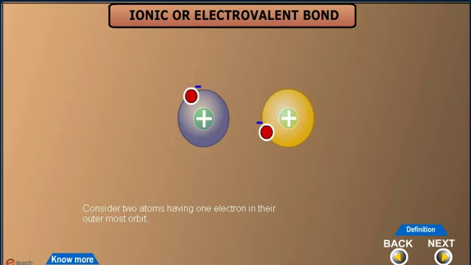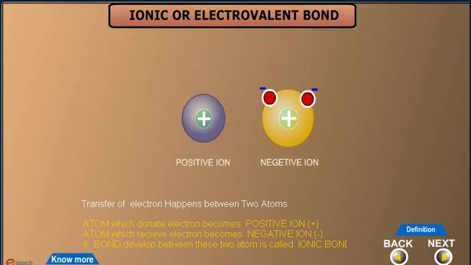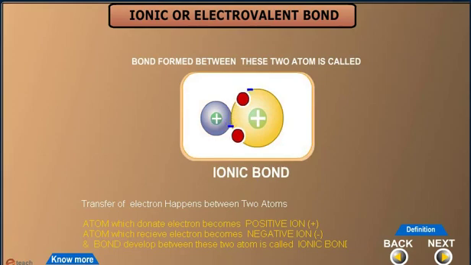Consider two atoms containing one electron in their outermost orbit. Transfer of electron happens between these two atoms. The atom which donates electron becomes positive ion, and the atom which receives electron becomes negative ion. And the bond developed between these two atoms is called ionic bond.